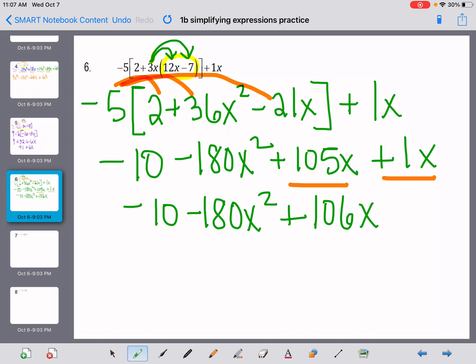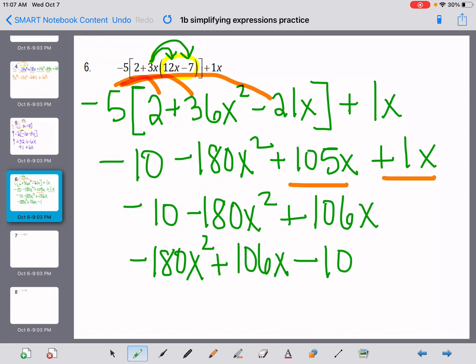And then lastly, what happens is, let's write it in standard form. And I know it may be in a different video, but standard form means that the highest degree term is first. And then the next highest degree term, which is the 106x, and then the constant is last. So that's standard form there, if I haven't specified that closely enough.